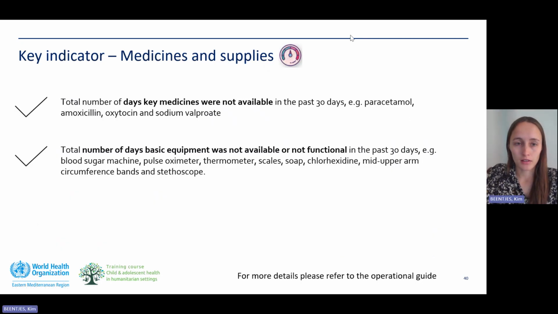Key indicators that are linked to this are the total number of days that key medicines were not available in the past 30 days. So this can, for instance, include paracetamol or oxytocin. Then the total number of days basic equipment was not available or not functional in the past 30 days. And this can include blood sugar machines, pulse oximeters, thermometers, scales, soap, etc.